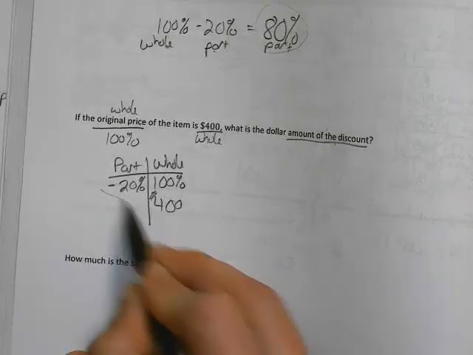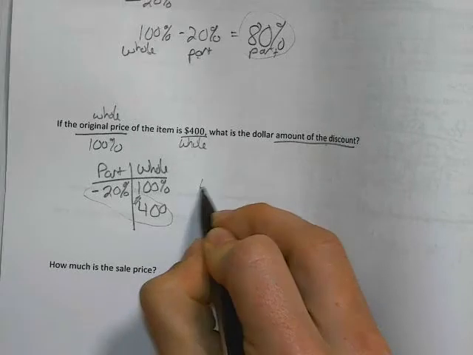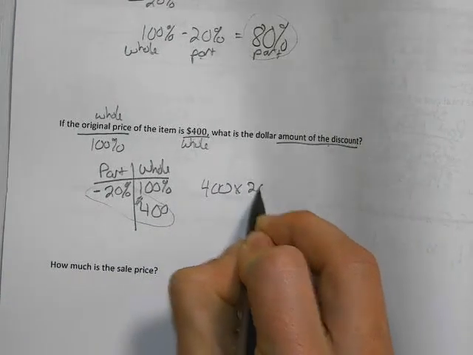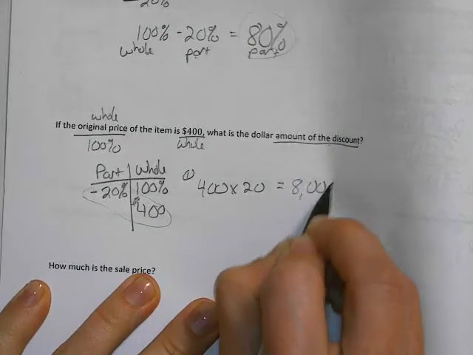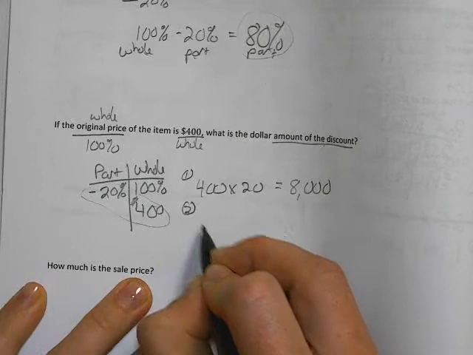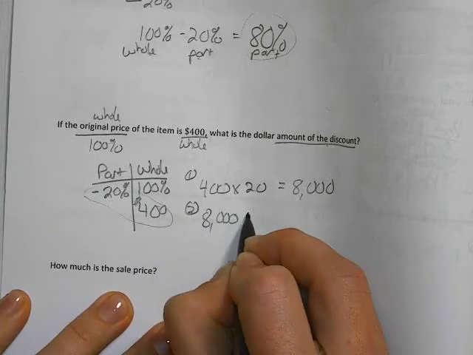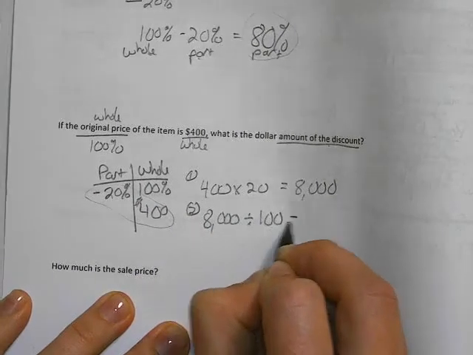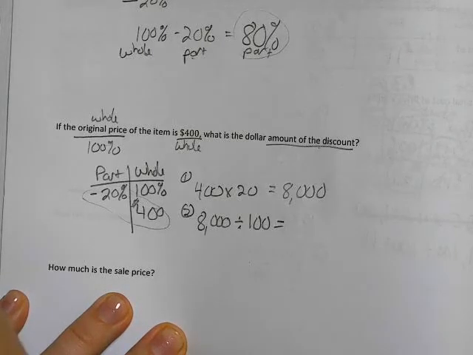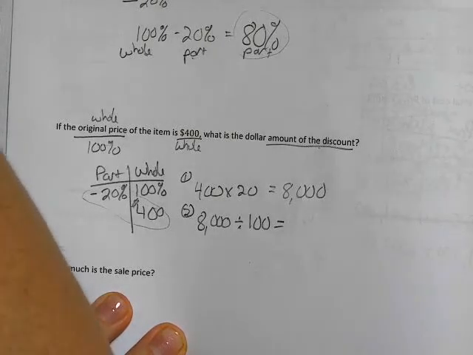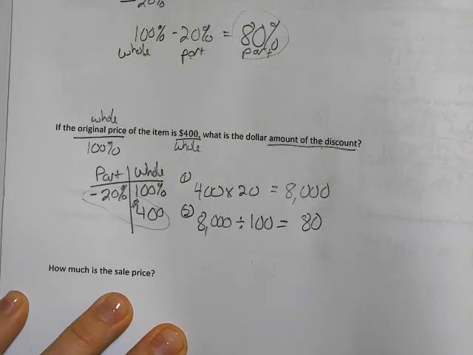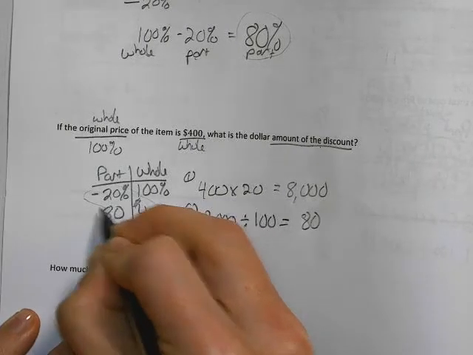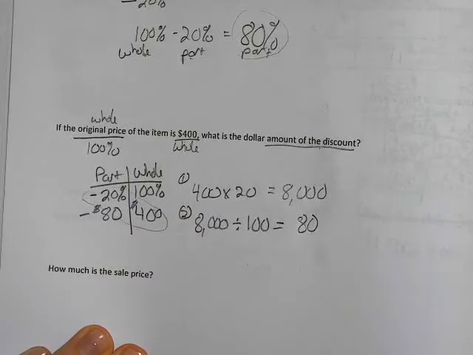So I'm going to cross multiply here. That's 400 times 20, which gives me 8,000. My second step is to divide, so that's 8,000 divided by 100, which gives me 80. And that means I'm going to take $80 off.